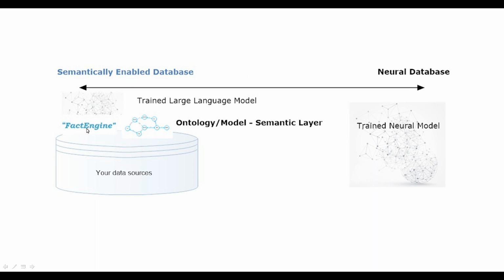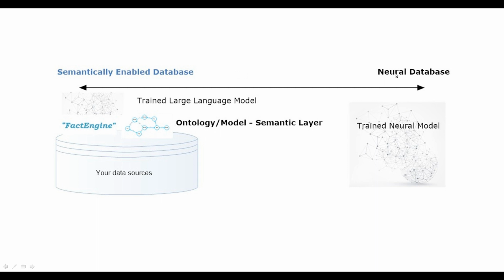On top of that, we've got FactEngine and an ontology or model as a semantic layer that sits over the top of your database. And it's this semantic layer that allows us to do controlled natural language queries very easily against our schema. And on top of that again, we're using a trained large language model to effect what's known as a semantically enabled database, to let us do schema-aware semantic queries or semantic search.